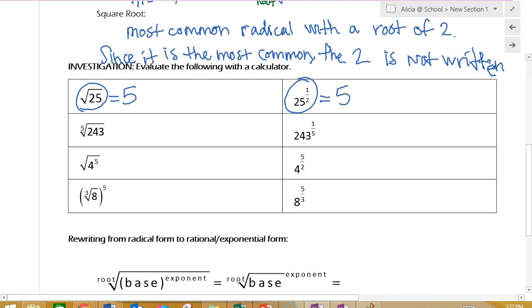Alright, kind of keep repeating this, and then we're going to look at this next example that says the 5th root of 243. Now that one's a little bit different because this one has an actual root number written. It's not the square root.